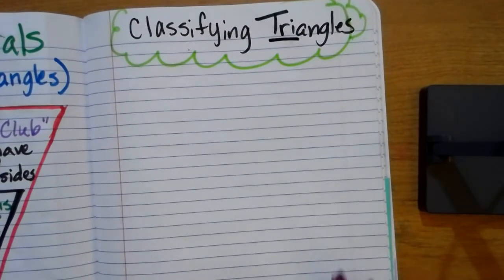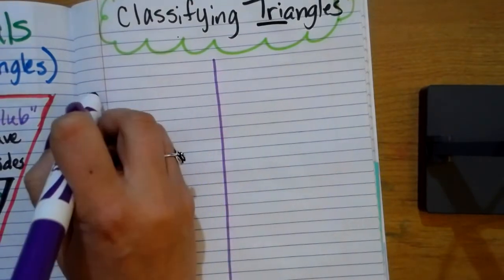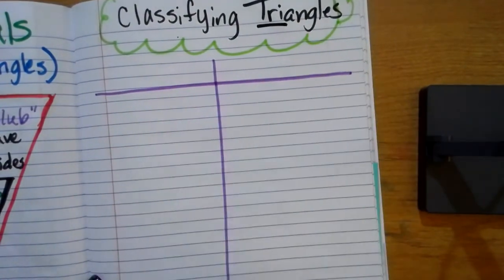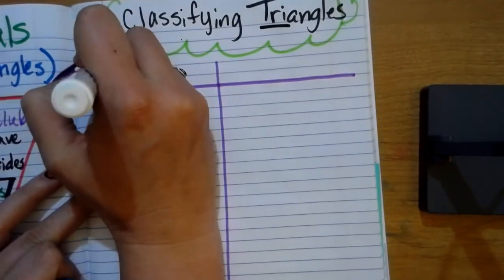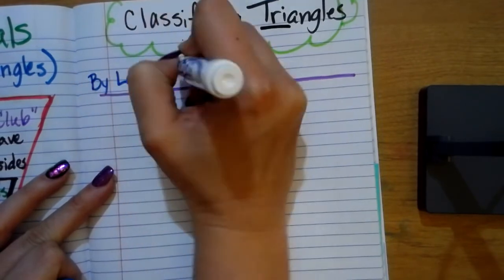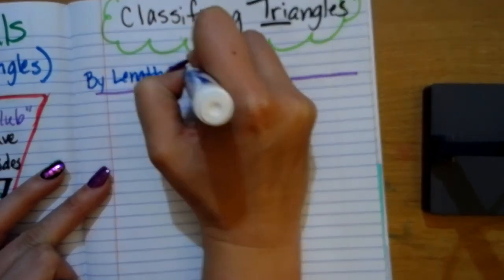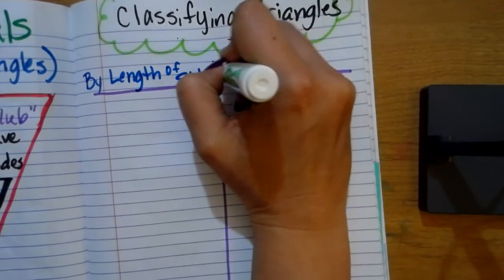Classifying triangles. We are going to put a line down our paper in the middle. Line about right there. Make this a little T-chart. First, we are going to classify them by the length of their sides. The other way that we're going to classify them is by the types of angle.